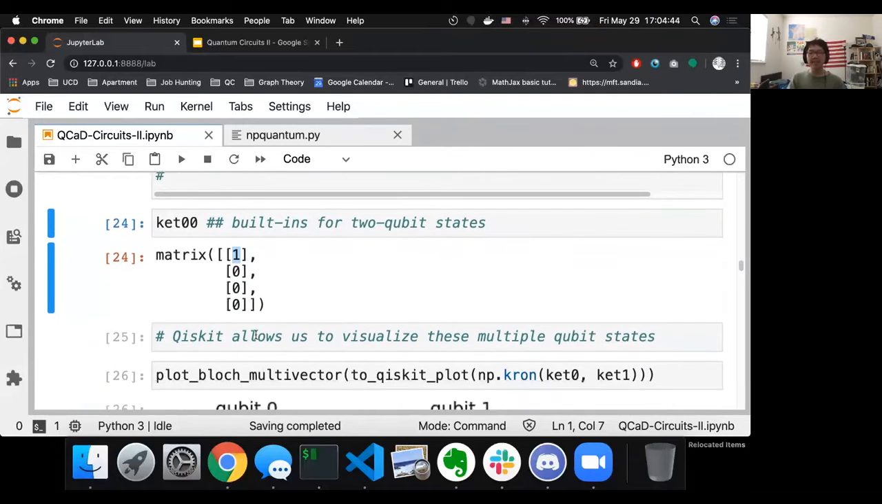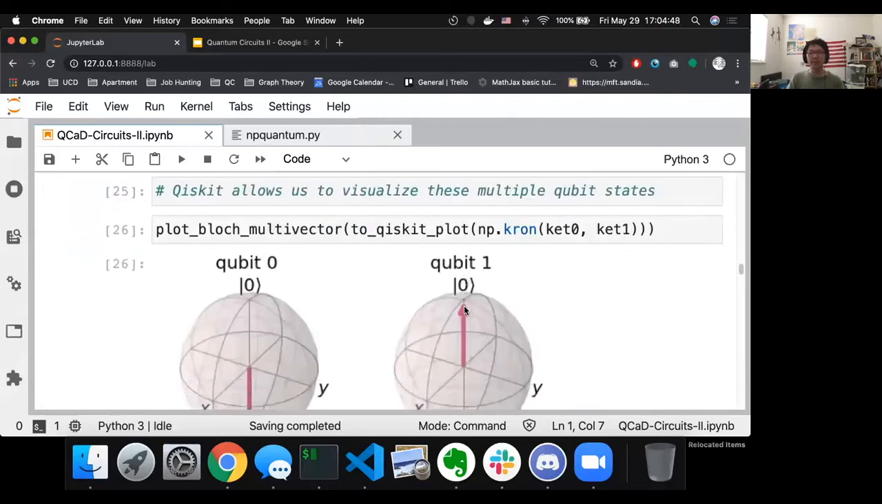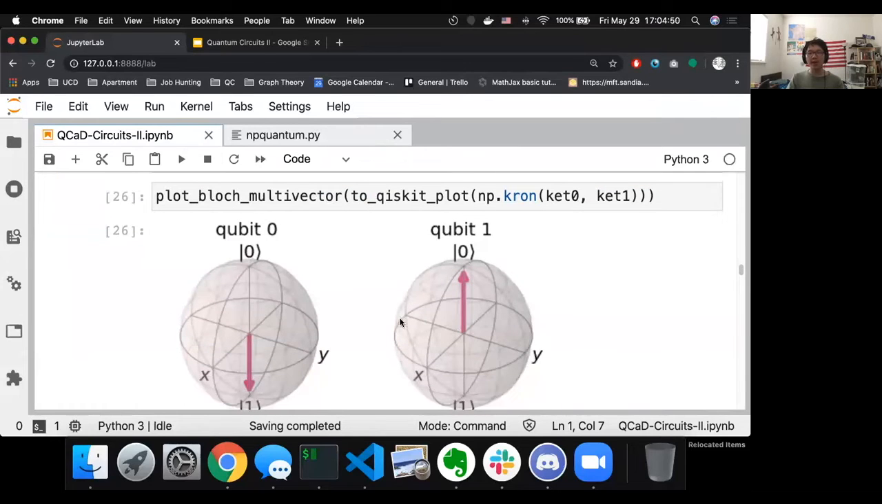Qiskit also allows us to visualize multiple qubits. Each qubit gets its own Bloch sphere. Now, with that being said, I have to give you guys a bit of a disclaimer when it comes to using Qiskit.